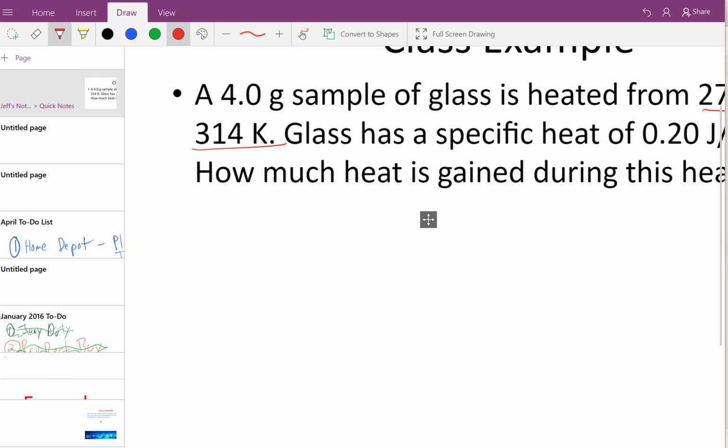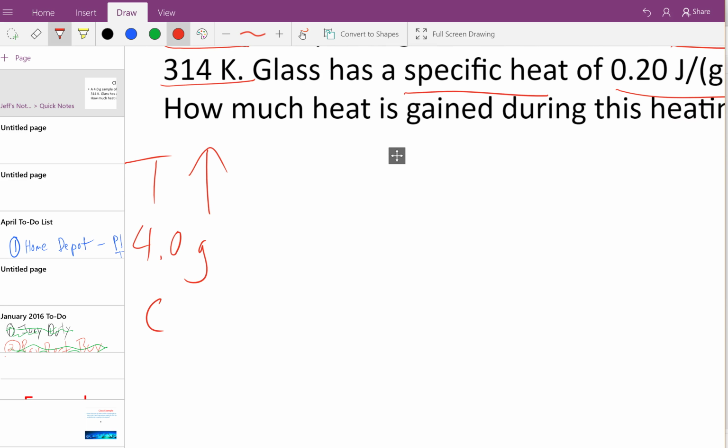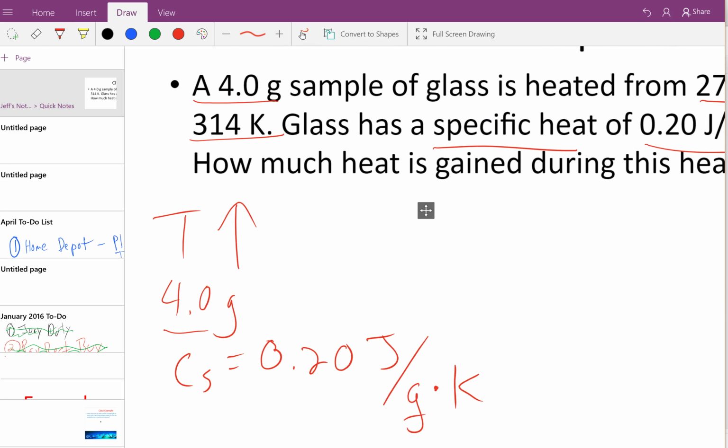Now, as the temperature goes up, we need to know how much of it there is, 4.0 grams, how much energy it takes to heat up 1 gram, and that's called its specific heat, which we have right here. We say specific heat CS or CP equals 0.20 joules for every gram Kelvin. That's how much energy it takes to heat up 1 gram right there. And we know we have 4 grams total, and we know the temperature went up. But how much did the temperature go up?